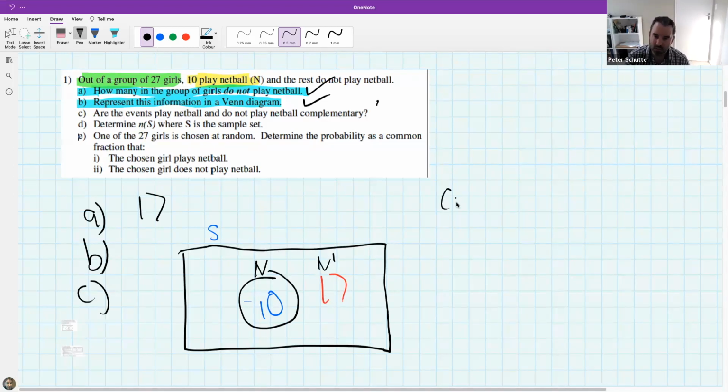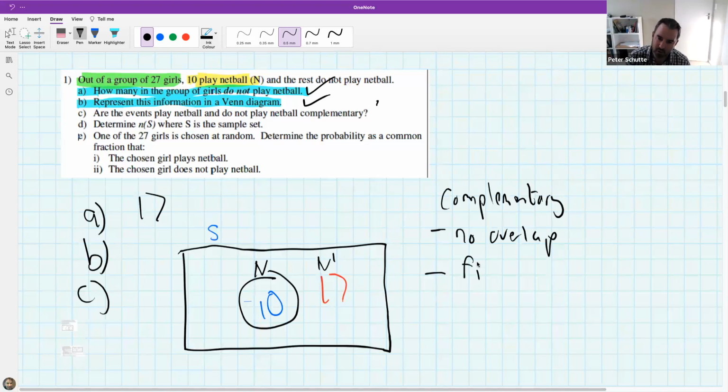If something is complementary, you're checking for two things: no overlap, and there's no overlap. If you play netball, you can either play netball or you don't play netball. It says here the rest do not play netball. So there's no overlap, and you have to fill S, or you have to fill the sample space. Both of those conditions are done here. And so actually, guys and girls, these are complementary events.